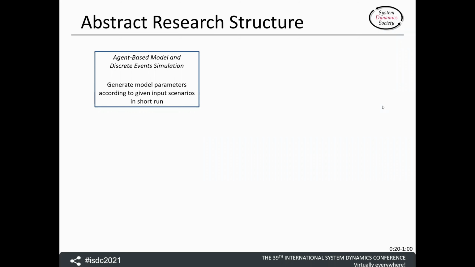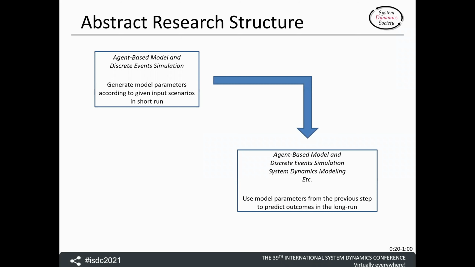This presentation introduces a two-step approach towards a modeling problem. The first step uses agent-based modeling and discrete event simulation. And the second step can use a variety of modeling techniques, including system dynamics. Using system dynamics for the second stage would yield a nice way of integrating all three modeling techniques.